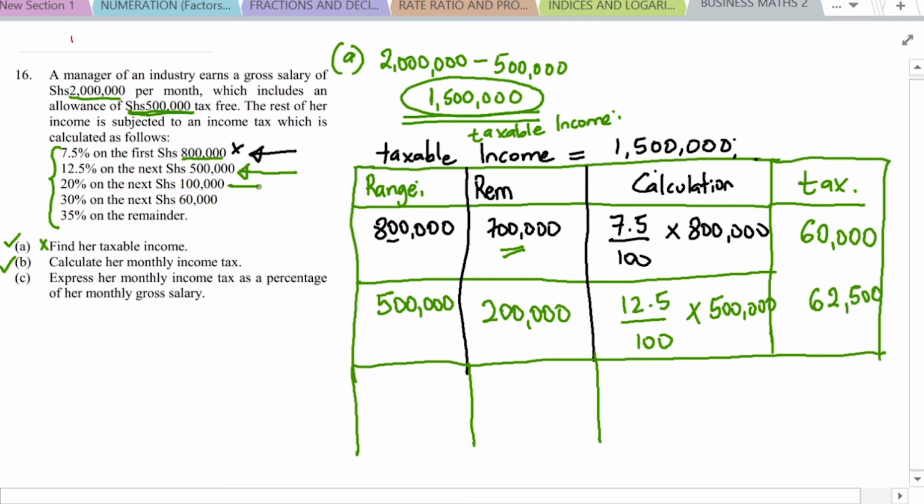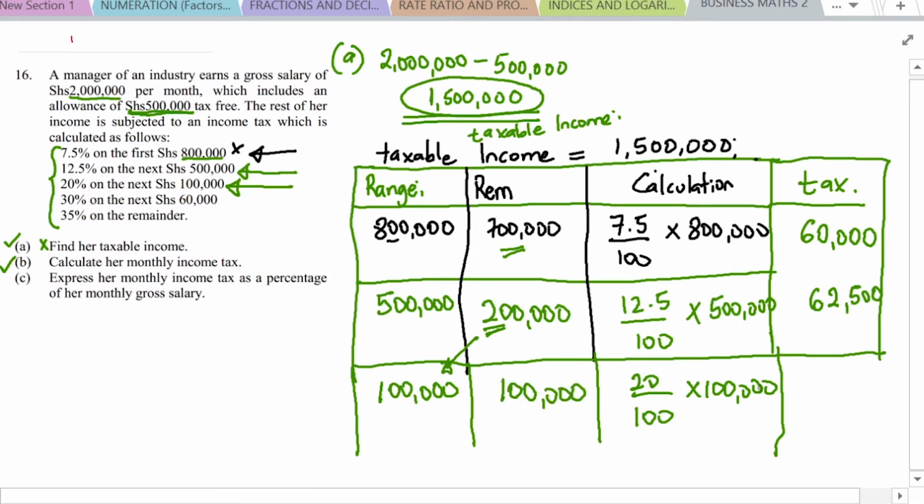Then we're talking about the next 100,000. So in the next 100,000, the tax rate there is 20%. So it's 20 over 100 multiplied by 100,000. So when we subtract that 100,000, how much money do we remain with? We had 200,000. So when we remove the 100,000, we remain with 100,000. So when we subject this to tax, we end up with 20,000.